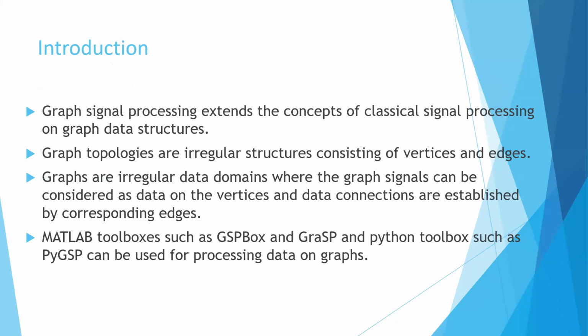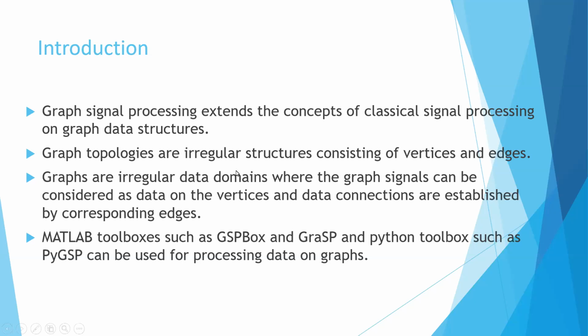Graph signal processing extends the concepts of classical time signal processing on graph data structures. In the classical time domain, where the signals are equidistant from each other, it's a bit limited, but in graphs, the signals can be present in irregular data domains. So it can be extended over irregular graph topologies. In that case, we can use graph signal processing.